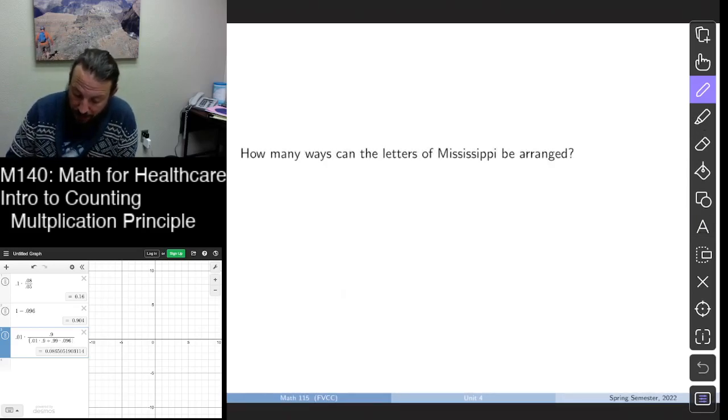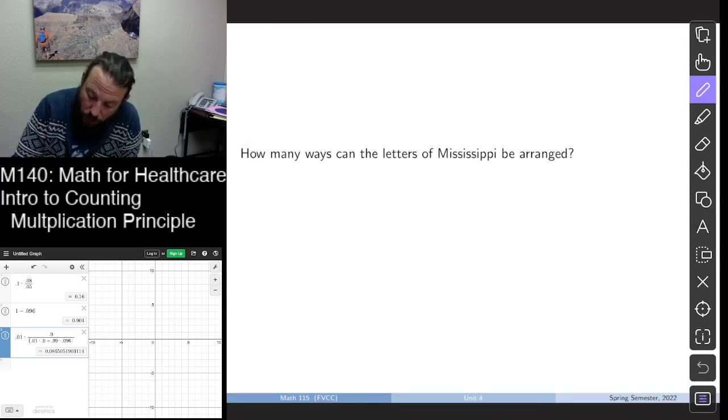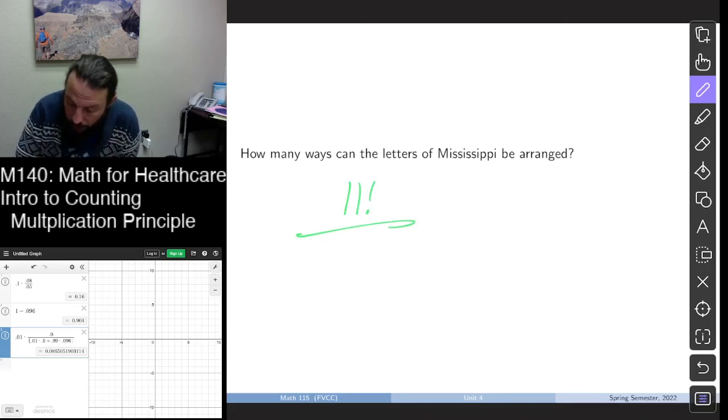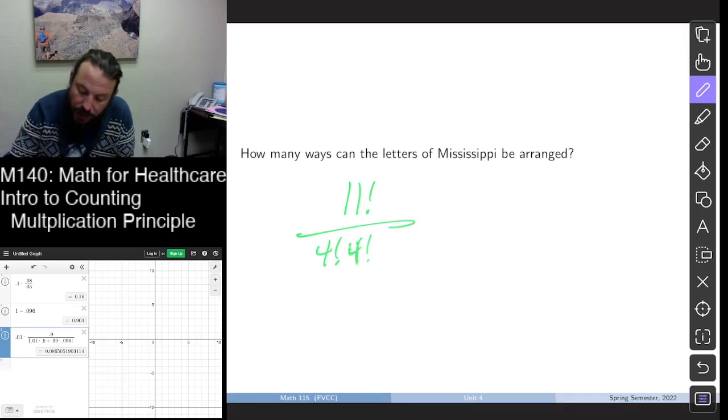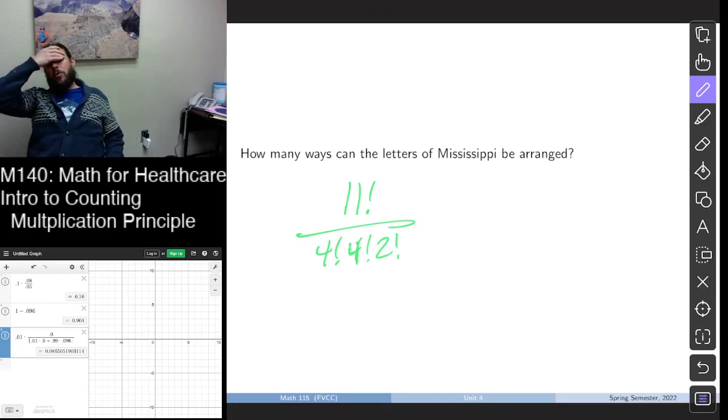Okay, good. So Mississippi, how can that be arranged? Now we have more than one repetition, but we have a total of, let's see, 1, 2, 3, 4, 5, 6, 7, 8, 9, 10, 11 letters. 11 factorial divided by, let's see here, we've got 4 s's. That gives me a 4 factorial on the bottom. And we've got 4 i's. That's another 4 factorial, multiplying those two. And then we have 2 p's, so 2 factorial. I'll let you put that in your calculator and find the number of ways. But that's with repetition.